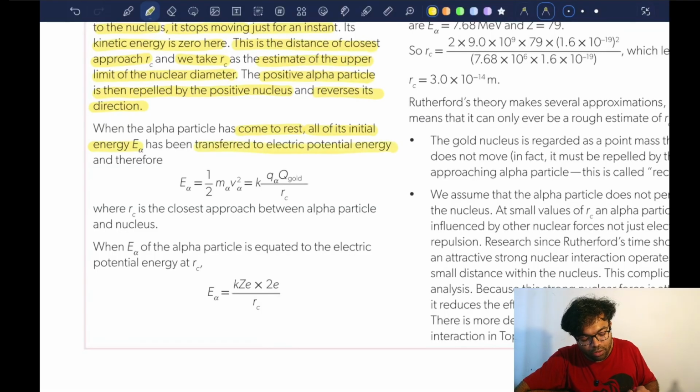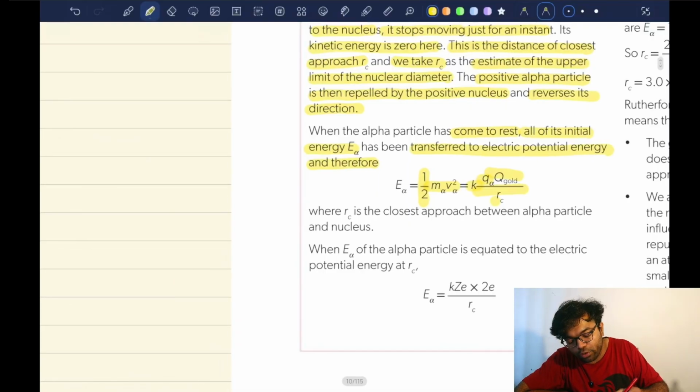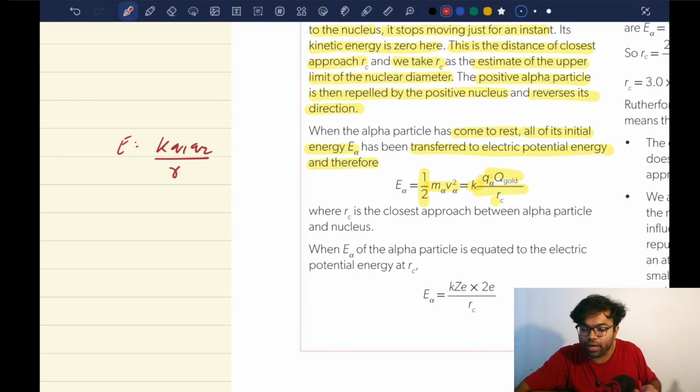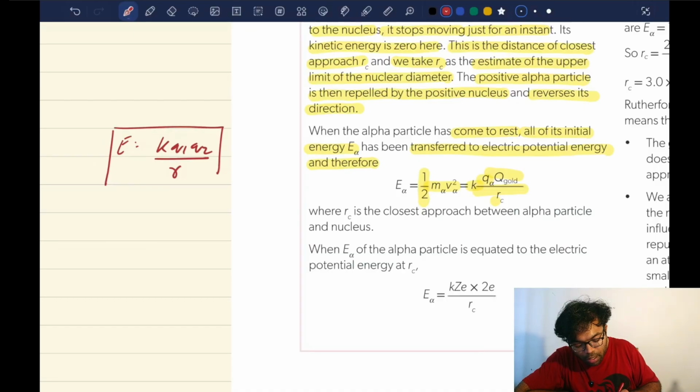When the alpha particle has come to rest, all of its initial kinetic energy, KE alpha, has been transferred to electrostatic potential energy, and therefore we can say that half mv square, which is the formula for kinetic energy, becomes equal to K Q of gold upon Rc. We know that the electrostatic potential energy's formula is E equals K Q1 Q2 upon R. This is the formula for potential energy.